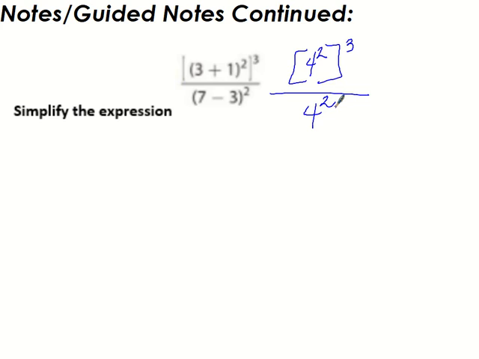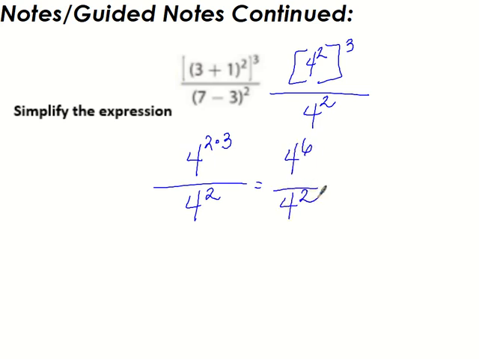So what I want to do first is actually apply this. This is power raised to a power. So remember, power raised to a power is when I multiply. So I'm going to go 4 squared times 3, and then I have 4 squared here. And so that's going to get us 4 to the 6th over 4 squared.